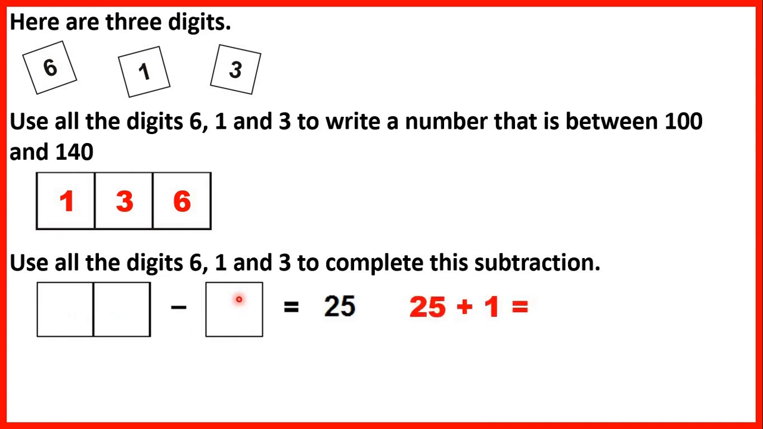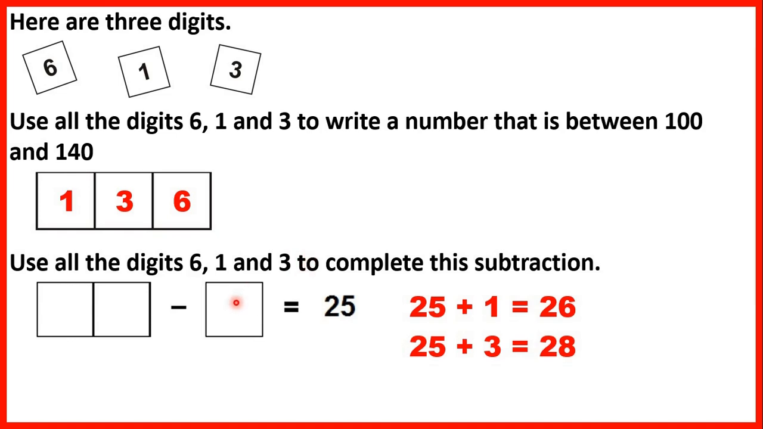So if this number is 1, we could work out this number by working out 25 plus 1. But that would be 26, and we don't have a 2 as one of our digits. So this number can't be 1. So let's try 3. 25 plus 3 is 28. But again, we don't have the digit 2 or the digit 8.